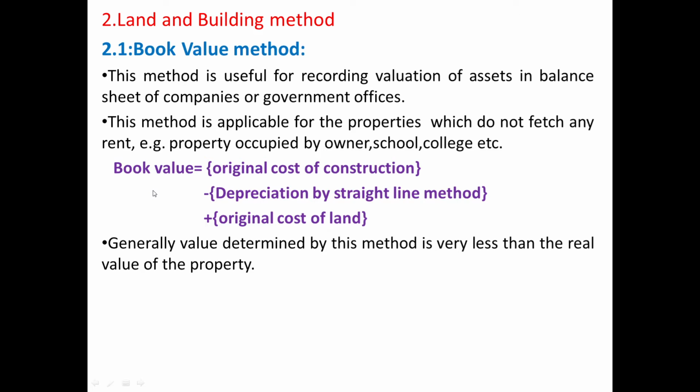So in this case, the book value or the valuation of the property is equal to original cost of construction minus depreciation by straight line method for past life, plus original cost of land. So this is a simple method where original cost of construction, depreciation by straight line method, and also original cost of land are used. This method will give somewhat lower value, but it is useful for office keeping, for office purpose, for taxation purpose of the property, for companies, different offices and all this. This is not very useful for day-to-day sale and purchase activity.